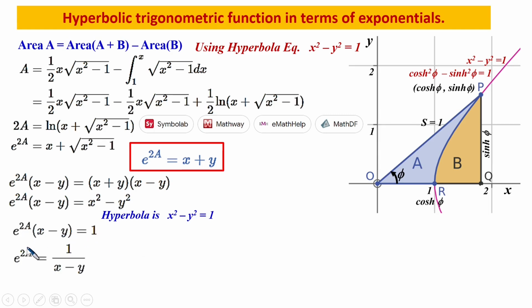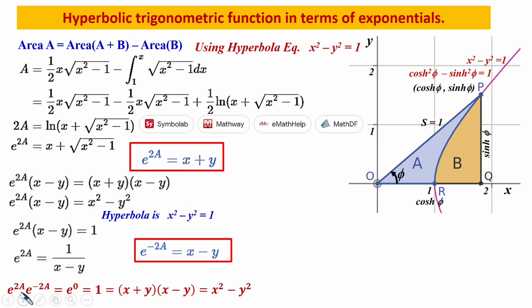So I can write that e to the power 2a is 1 by x minus y. So here I can write e to the power minus 2a: I take the reciprocal of it, and I get e to the power minus 2a as x minus y. It's very interesting to see here that e to the power 2a is x plus y and also 1 by x minus y. So if x plus y is equal to 1 by x minus y, I cross multiply, and I will get again this hyperbola.